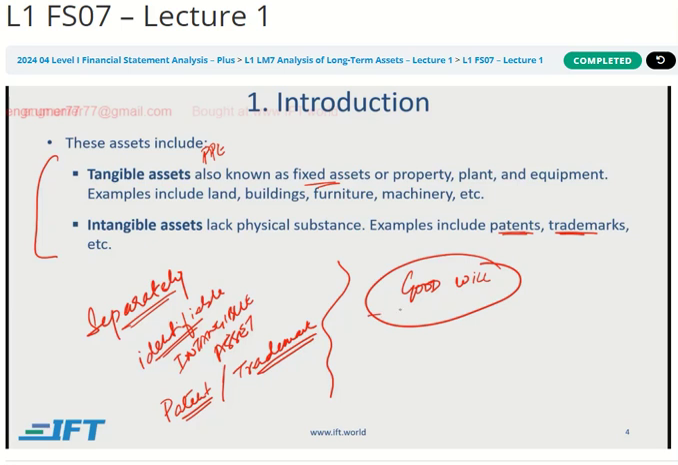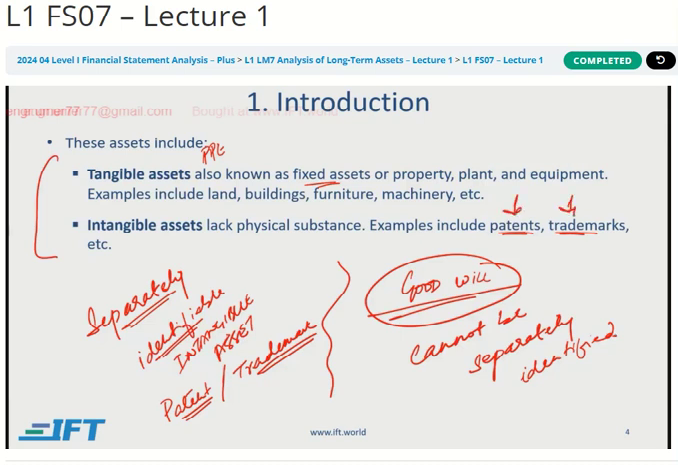But if you have something which cannot be separately identified, then that is what we will bring under goodwill, right? So first of all, this is one sort of differentiation I want you to make within this class of assets: if you are talking about intangible assets that can be separately identified, think of stuff like patents and trademarks.